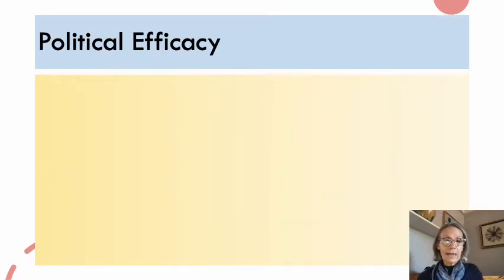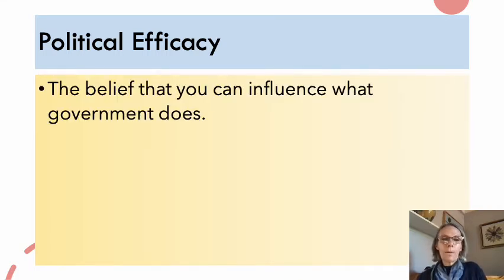Let's now turn our sights to the second element for a democratic society, which is political efficacy. What political efficacy is, is a belief. It's the belief that you can influence what government does. In other words, that your voice actually matters.